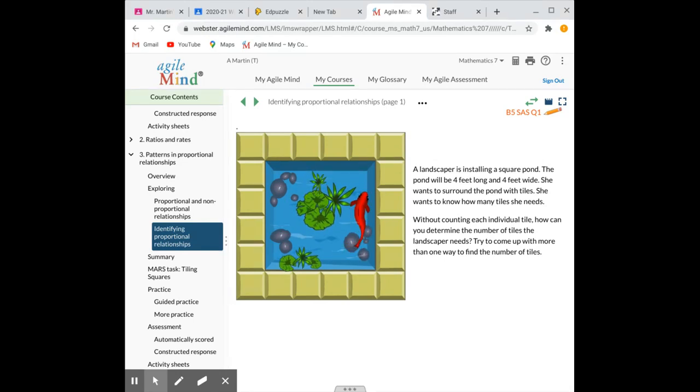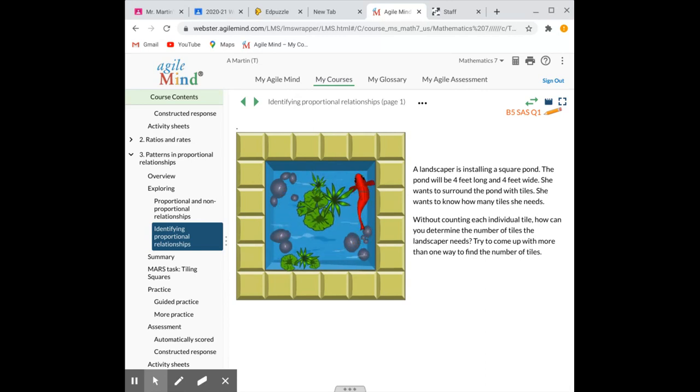A landscaper is installing a square pond. The pond will be 4 feet long and 4 feet wide. She wants to surround the pond with tiles. She wants to know how many tiles she will need. Without counting each individual tile, how can you determine the number of tiles the landscaper needs? Try to come up with more than one way to find the number of tiles.